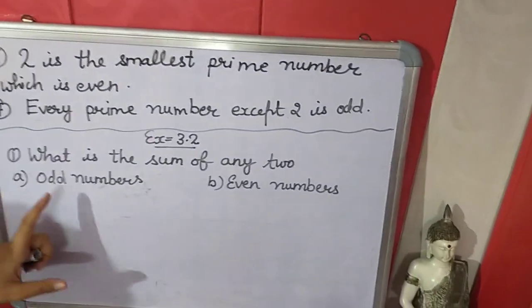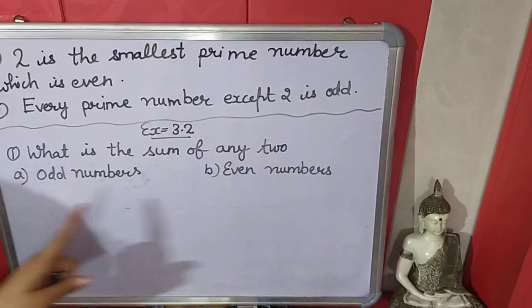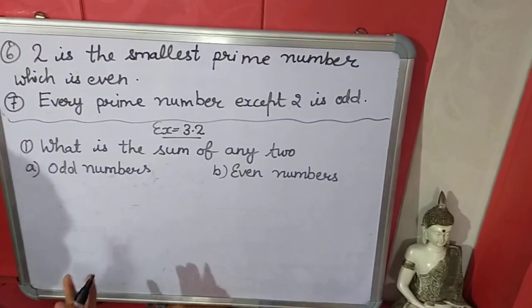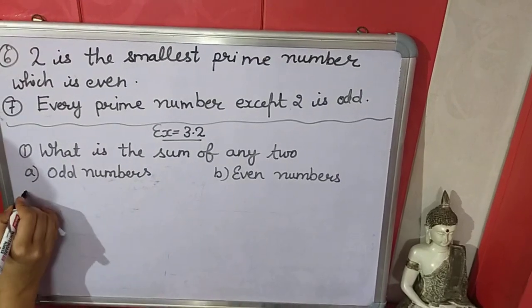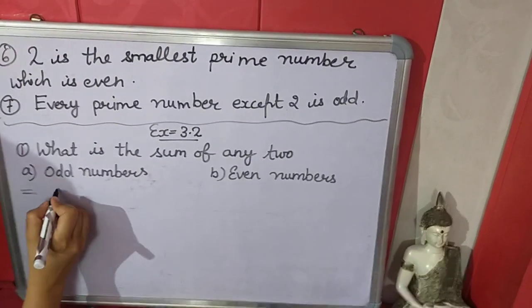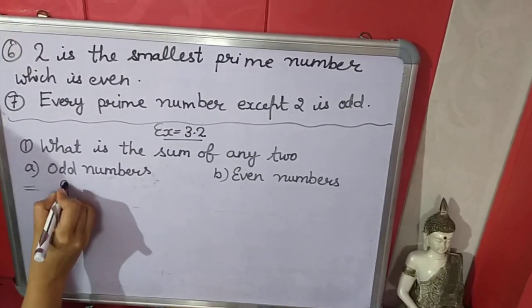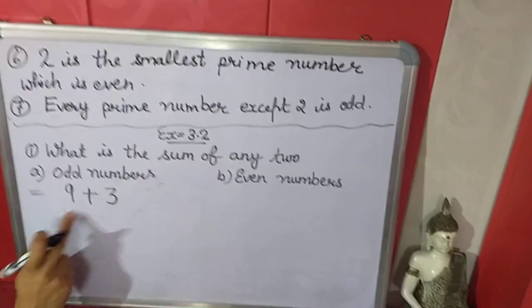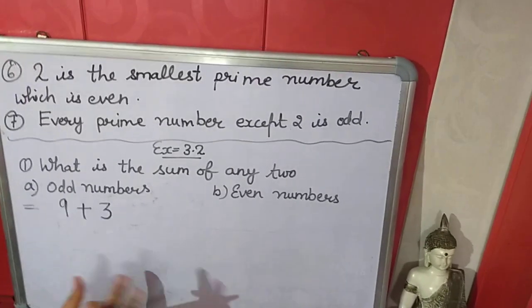First question is, what is the sum of any two odd numbers? He is saying if we will add any two odd numbers, so what will be the sum? So we can take any two odd numbers. I am taking here 9 plus 3. Both are odd numbers. You can take any odd number.